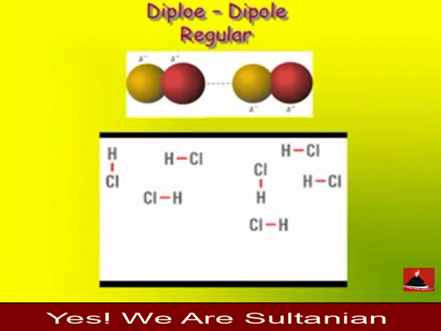Next is dipole-dipole. I have the word regular underneath the title dipole-dipole because there is another type of dipole-dipole attraction that involves hydrogen bonding. We'll see that next. But regular dipole-dipole involves two polar molecules that will not engage in hydrogen bonding. A good example is HCl.